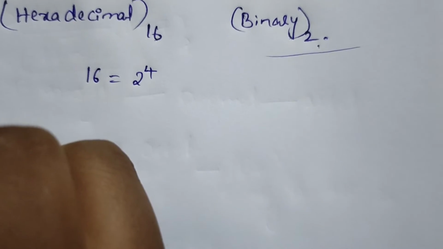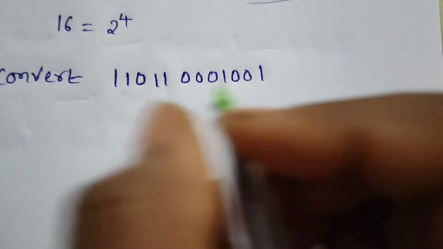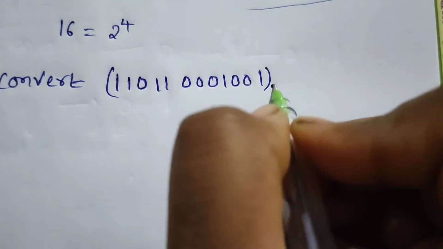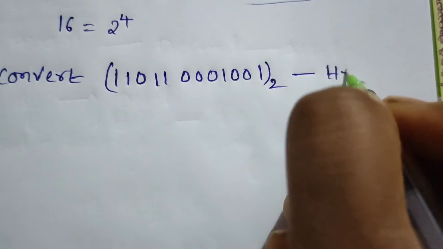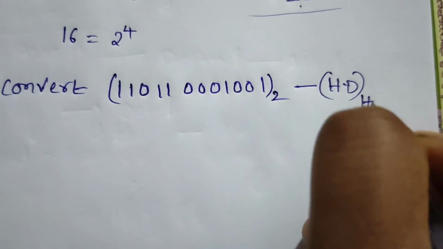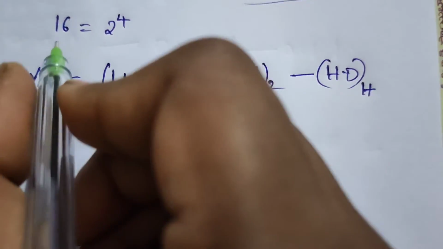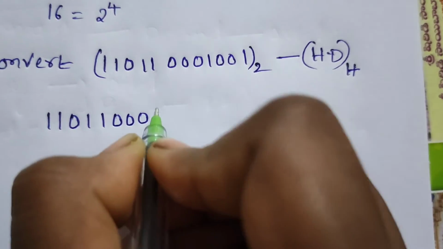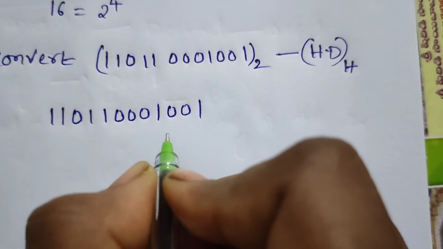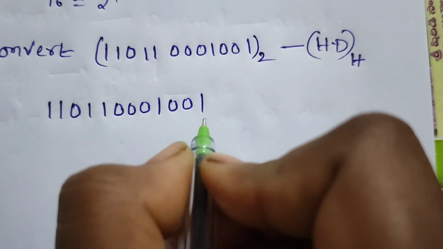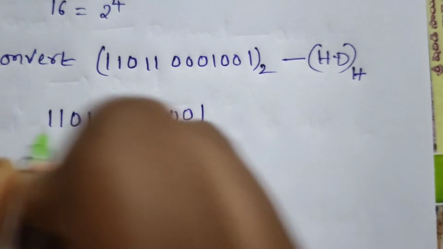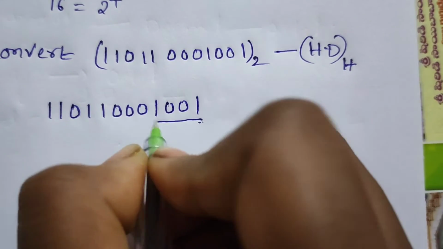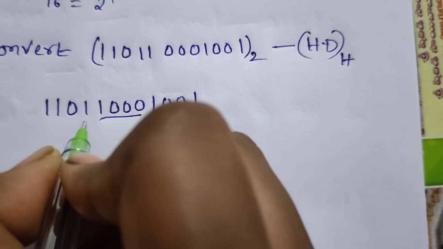So let us take an example. This is the binary, and we need to convert it to hexadecimal. So by grouping 4 bits, a hexadecimal value is obtained. So write here 10001001. Grouping of 4 bits is done from LSB to MSB, that is, from right to left. So first group these 4 bits, and group down these 4 bits, and group down these 4 bits.